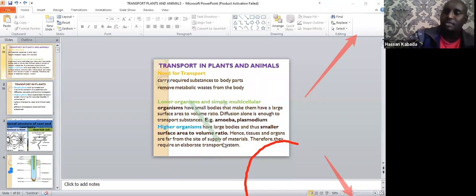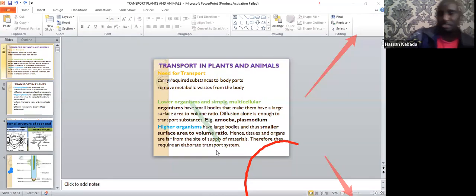Site of supply of materials, like for example, for nutrients, it is through the digestive system. But this food or the nutrients will not be used there. They have to be taken to far away areas like the legs and other parts of the body. And that means now there must be a system that enables these materials to reach there. Therefore, they require an elaborate transport system.